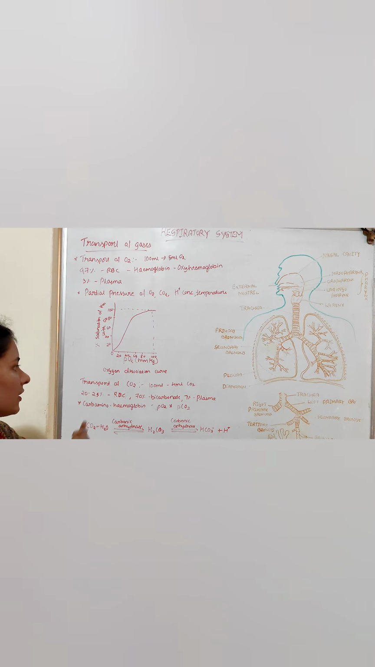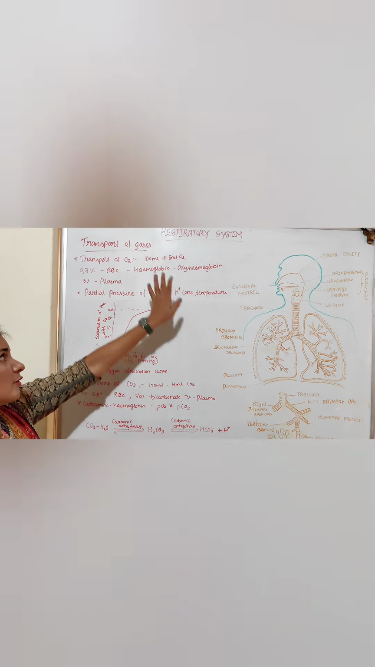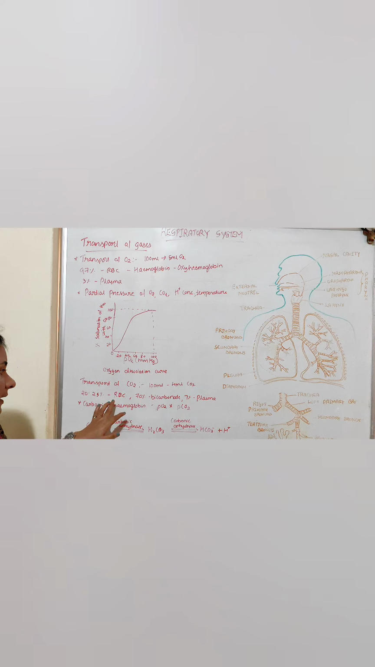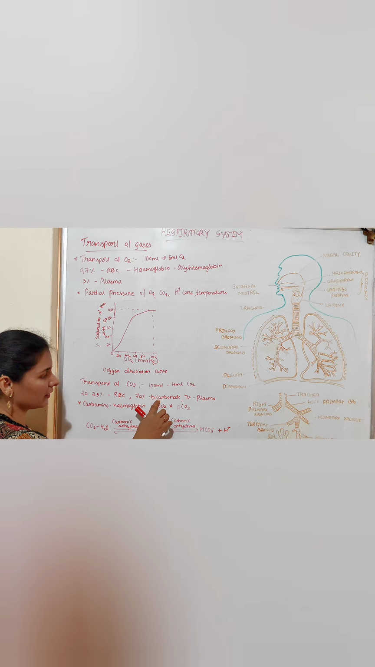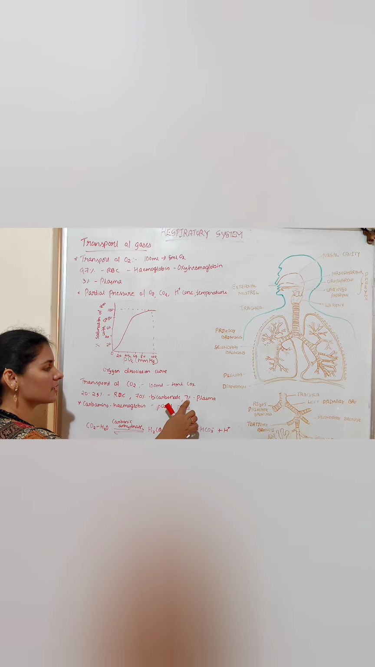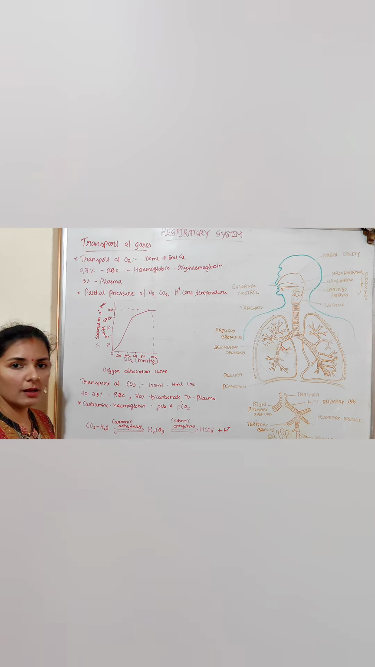Next is transport of carbon dioxide, which takes place mainly in three ways. 20 to 25% of the carbon dioxide is transported via RBC, similar to oxygen. This carbon dioxide will chemically combine with the hemoglobin to form carbaminohemoglobin and it will be transported. Whereas the other 70% of the carbon dioxide is transported in the bicarbonate form, and 7% of the carbon dioxide will be transported in the dissolved form through the plasma.